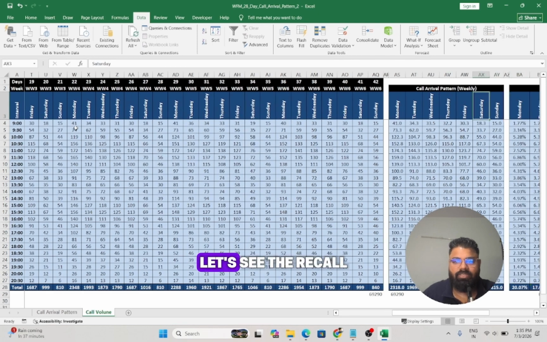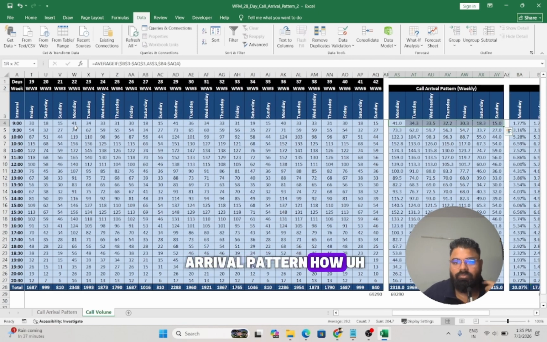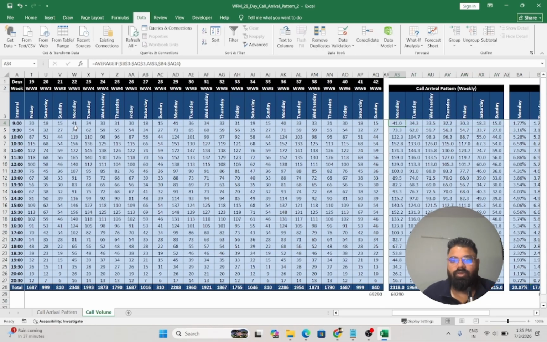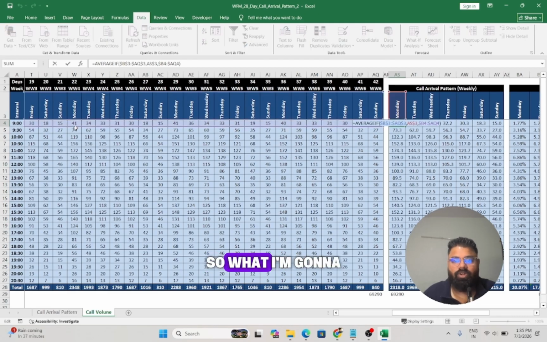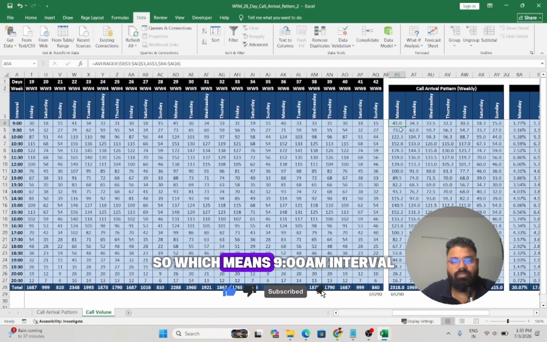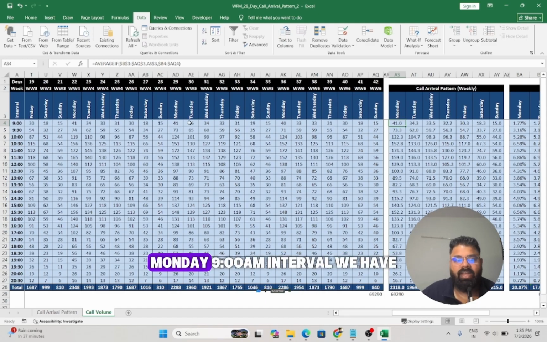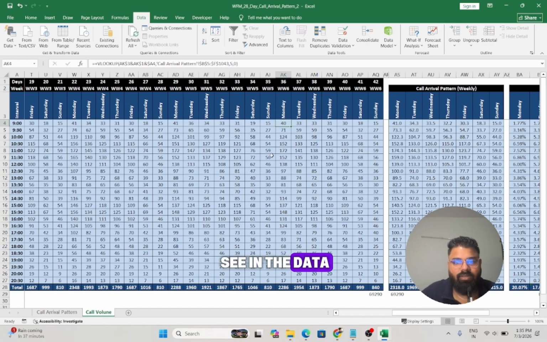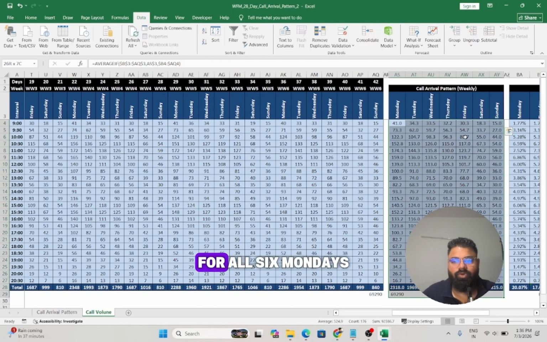So let's see the week call arrival pattern, how volume is distributed week over week and day over day. What we are doing here is taking the average for all the Mondays we have in the data set. So which means 9 a.m. interval, Monday 9 a.m. interval, we have call volume close to 41. Okay, if you see in the data, it's 40. This week 6 Monday, the call volume was 40. Here it was 41, 41. So we are taking the average for all 6 Mondays.